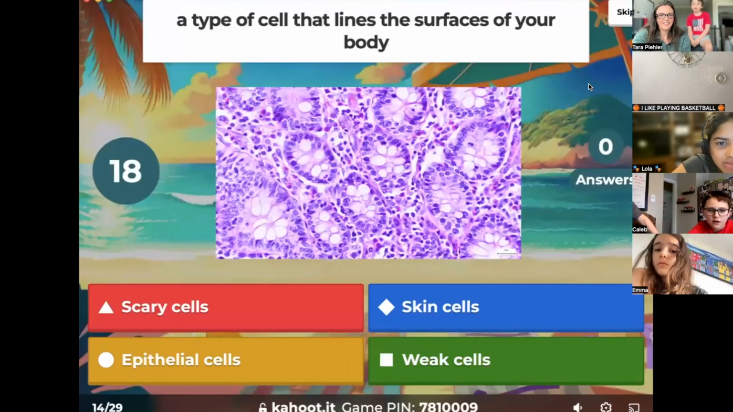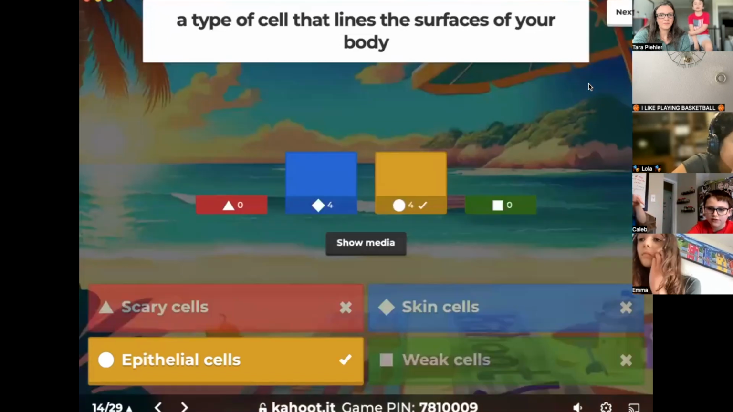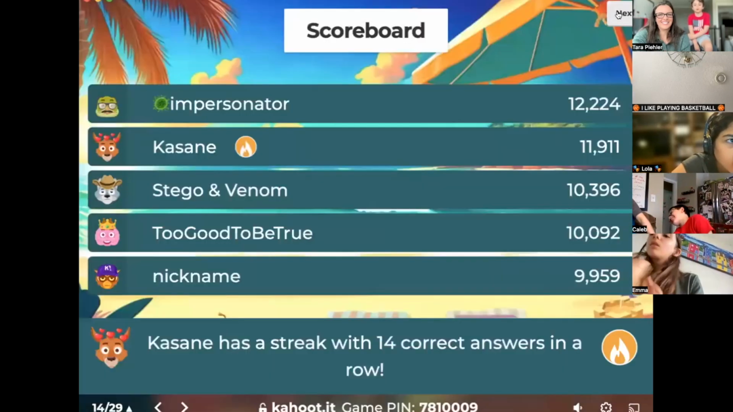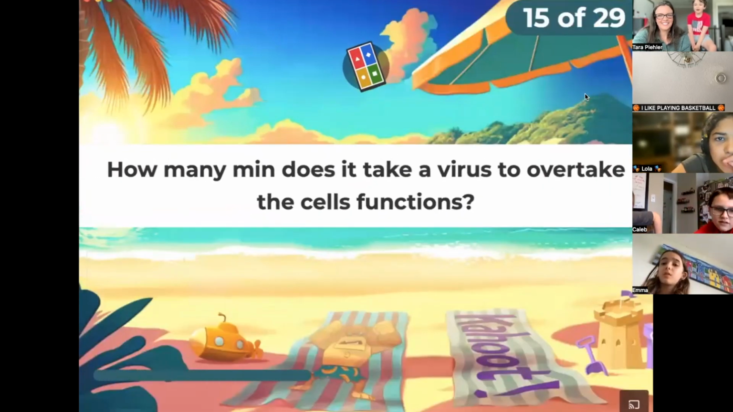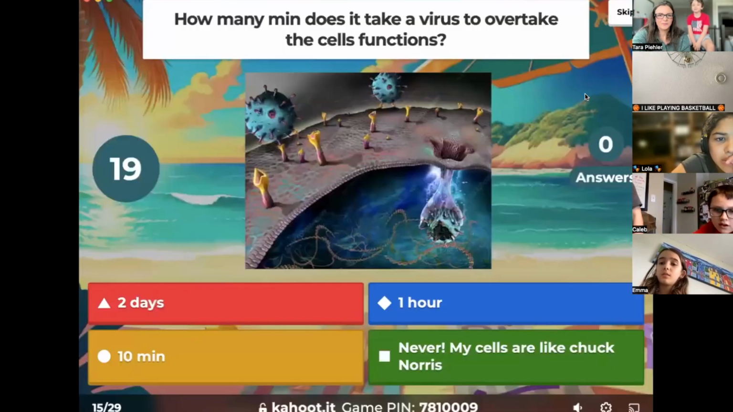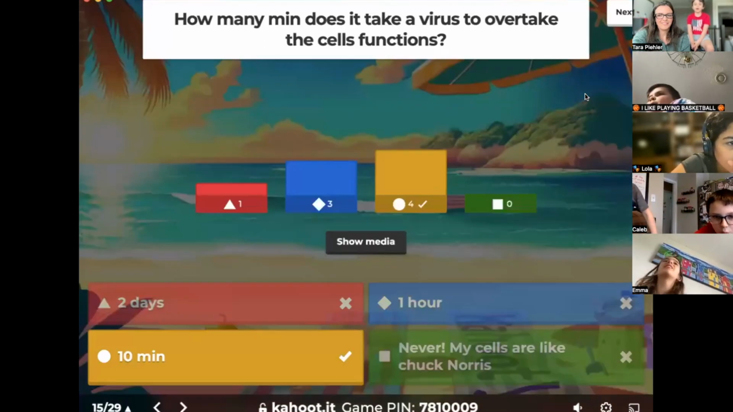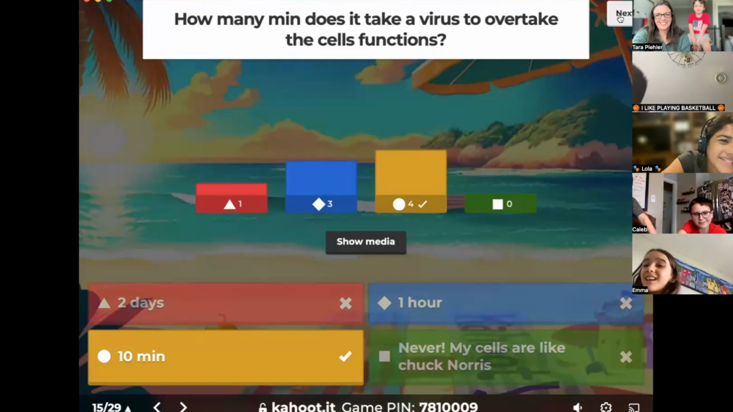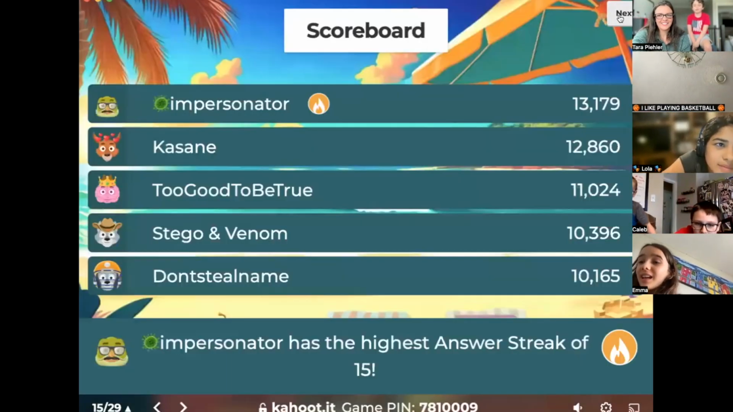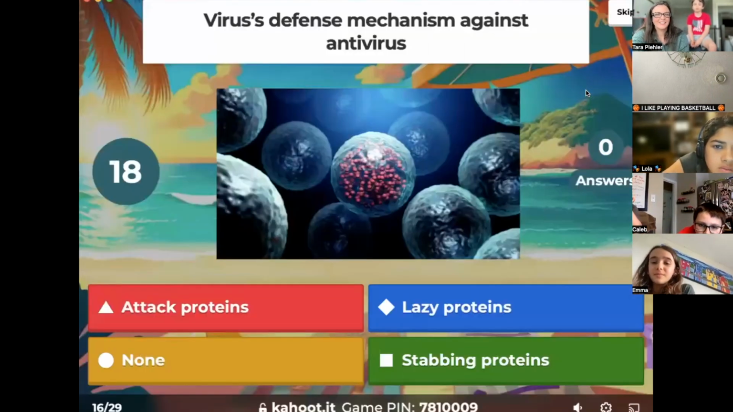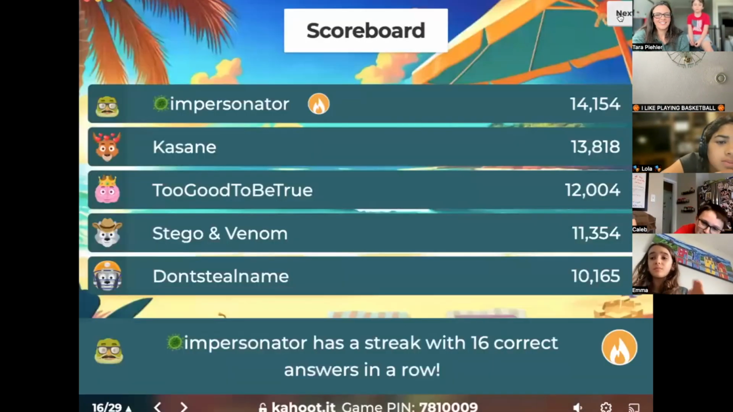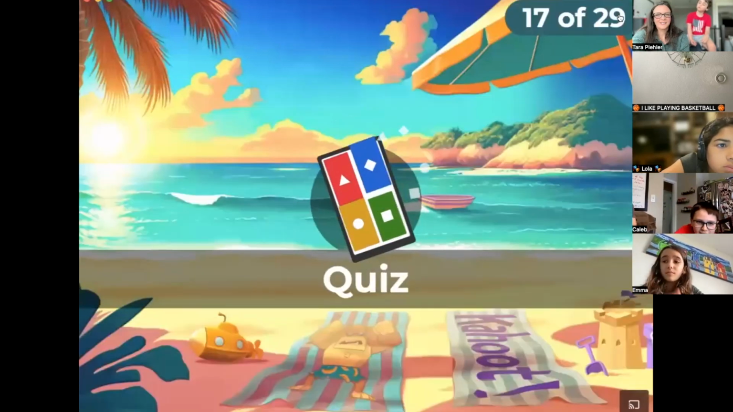Let's see. On the body. It's those scary cells. I'm so bad at this. Emma, what? This is on yellow. My cells are like Chuck Norris. I am horrible at it. Lazy proteins. None. No, bro, there's none. My cells are like Chuck Norris.